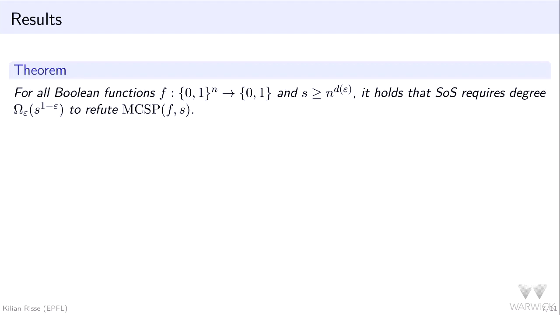So then we can state our results. Our first result is that for any Boolean function, SOS requires almost linear degree in S to refute the MCSP problem. So S needs to be at least some large polynomial, and then it holds that SOS requires S to the 1 minus epsilon degree to refute the minimum circuit size problem. Maybe I should point out that there is indeed an upper bound of order S degree in SOS, where you condition on a circuit and then check whether the circuit actually computes your function, or your truth table.